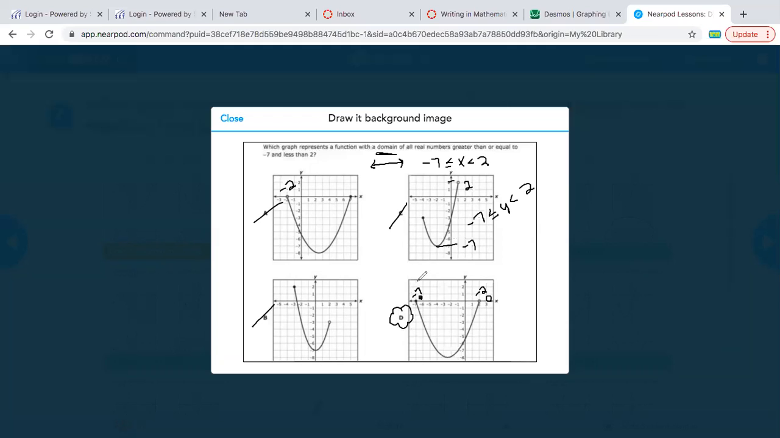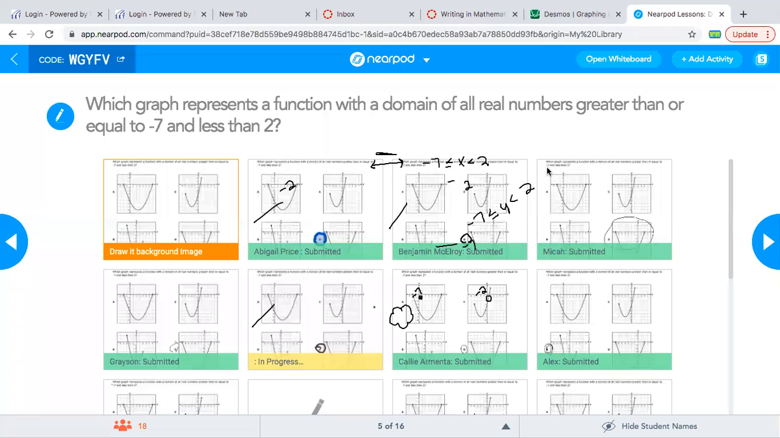Okay, my suggestion, anytime you have domain questions, take your time. Annotate the graphs. All right, cool. That's a star question, by the way.